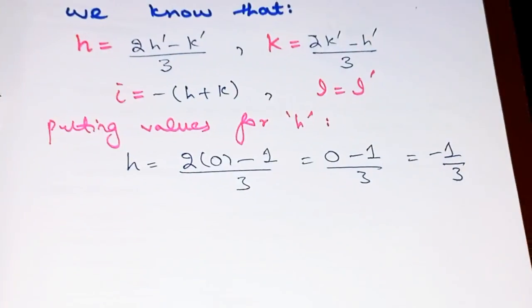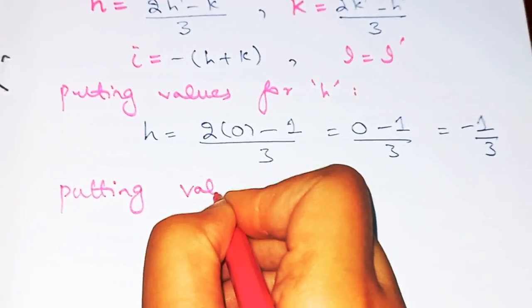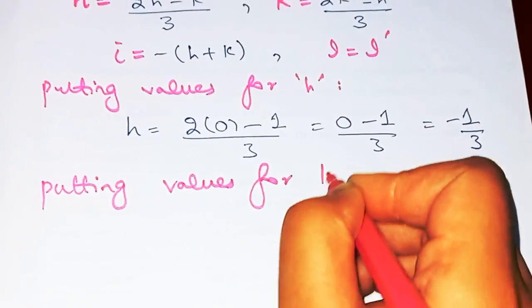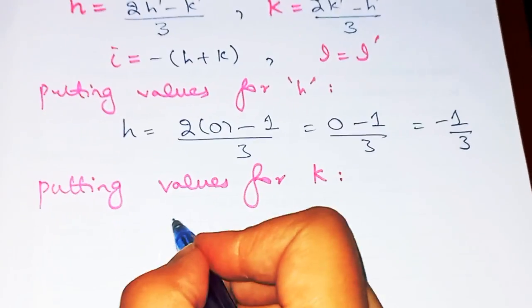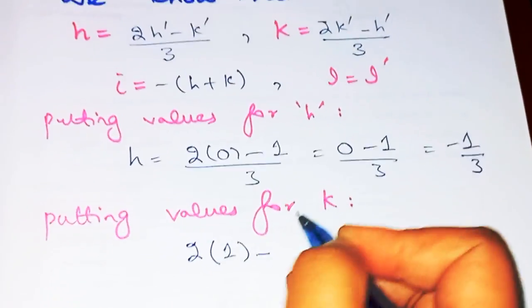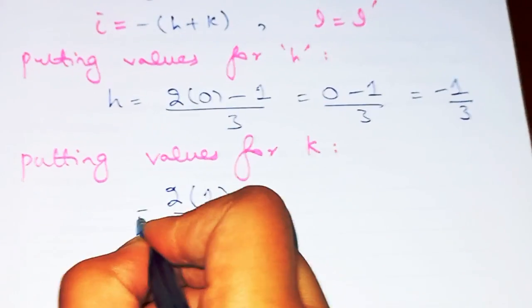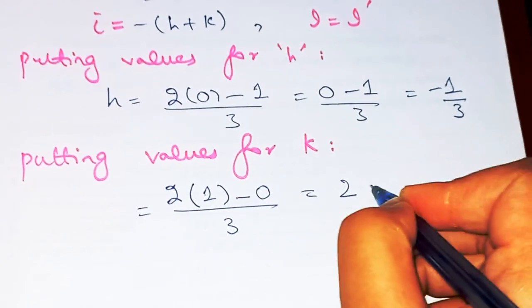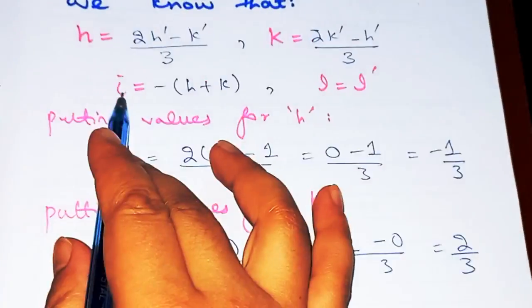Next is K. Putting values for K. For K, 2 into K prime, which is 1, minus H prime, which is 0, divided by 3. So 2 ones are 2, minus 0 divided by 3, and it's 2 by 3 at the end. Next we have I.